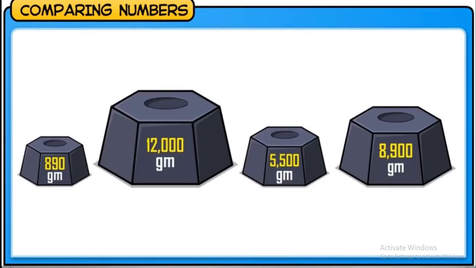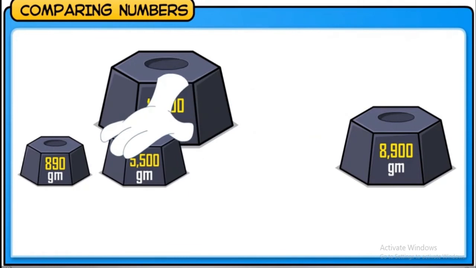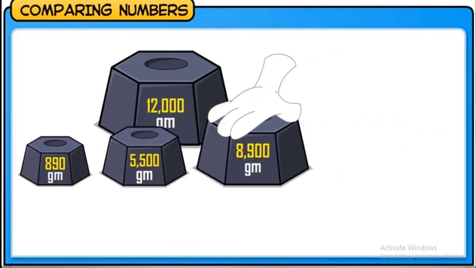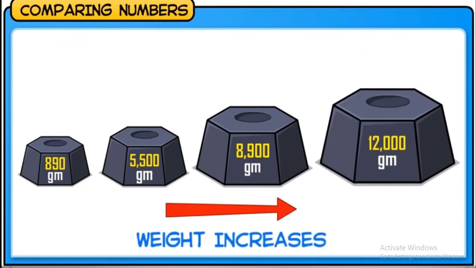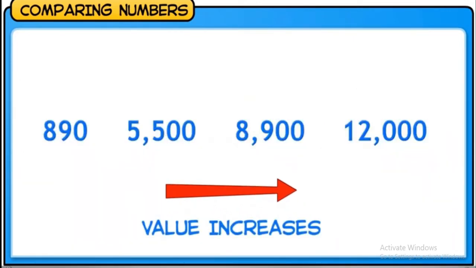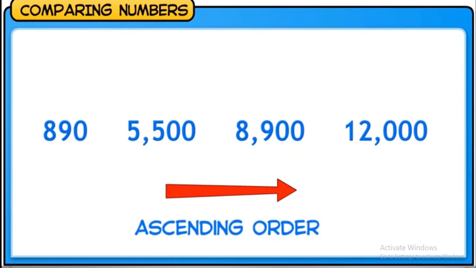Let us arrange the blocks in increasing order of their weight. This is the correct sequence. Now observe the numbers showing the weights of the blocks. You have actually arranged the weights of the blocks from the smallest number to the biggest number. Arranging the given numbers from the smallest to the biggest number is called arranging the numbers in ascending order.